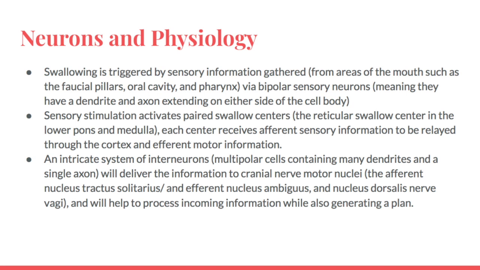An intricate system of interneurons then will synthesize the information given to them by the sensory neurons and give it to the motor neurons. Interneurons are multipolar cells, so they contain many dendrites and a single axon. So they deliver the information to various cranial nerve motor nuclei, as you can see on the slide, but I don't want to butcher the pronunciations. The main afferent would be the nucleus tractus solitarius, and the efferent nuclei giving out motor information would be the nucleus ambiguus and the dorsal motor nucleus of the vagus nerve.